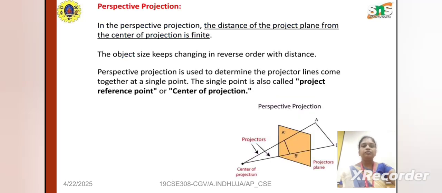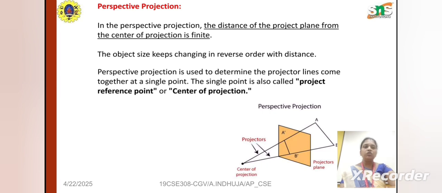Now, perspective projection. In perspective projection, the distance of the projection plane from the center of projection is finite, whereas in parallel projection it is infinite. Finite means measurable. The object size keeps changing in reverse order with distance. When the distance is nearer, the object size is bigger, and when the distance is larger, the object size is smaller. In that way the object size keeps changing in reverse order with the distance.